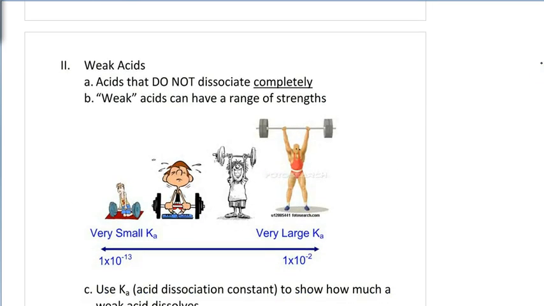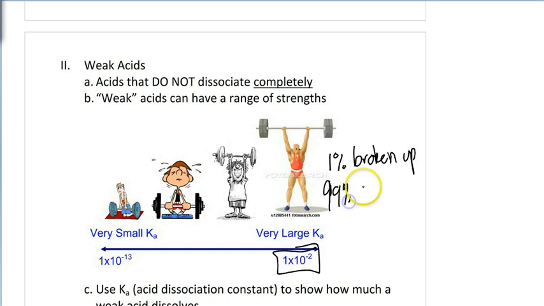Let's focus in on these weak acids. These are the acids that are still mostly stuck together, not dissociated. They can have a range of strengths. You could have the bodybuilder weak acids that have a pretty large Ka, relatively speaking, maybe on the order of 1 times 10 to the negative second. That actually means that about 1% of them are broken up, and 99% of the acid is still together.